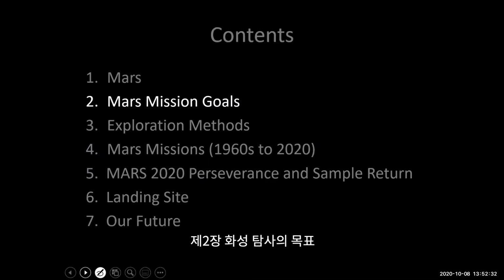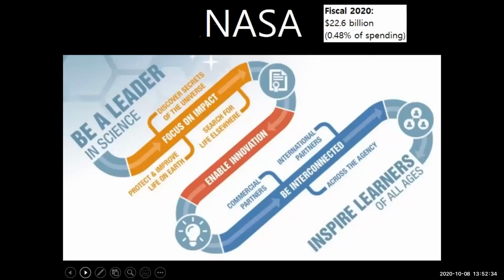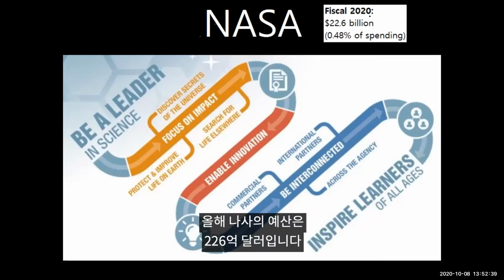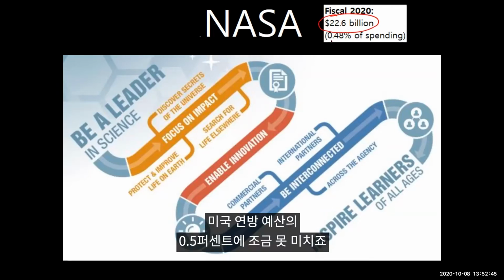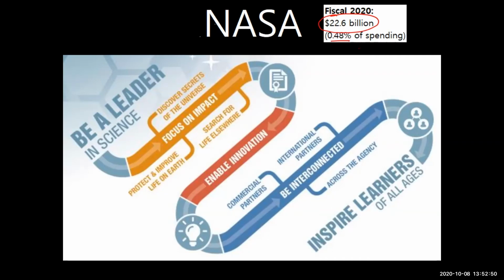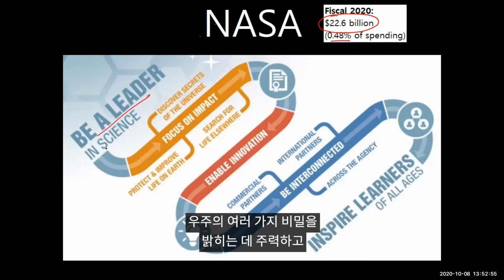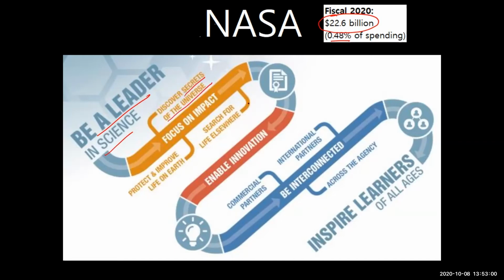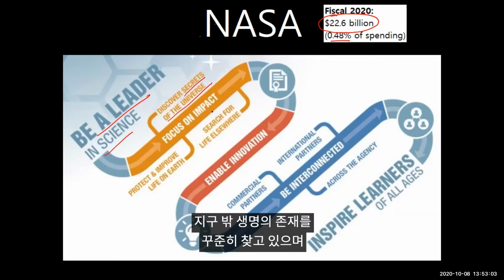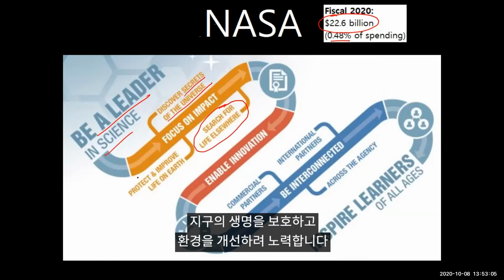Chapter 2, Mars mission goals. This year, NASA is spending $22.6 billion, which is less than 0.5% of the US federal budget. NASA, as a leader of science, focuses on discovering many secrets of the universe and continually searching for life outside of Earth, and tries to protect and improve life on Earth.